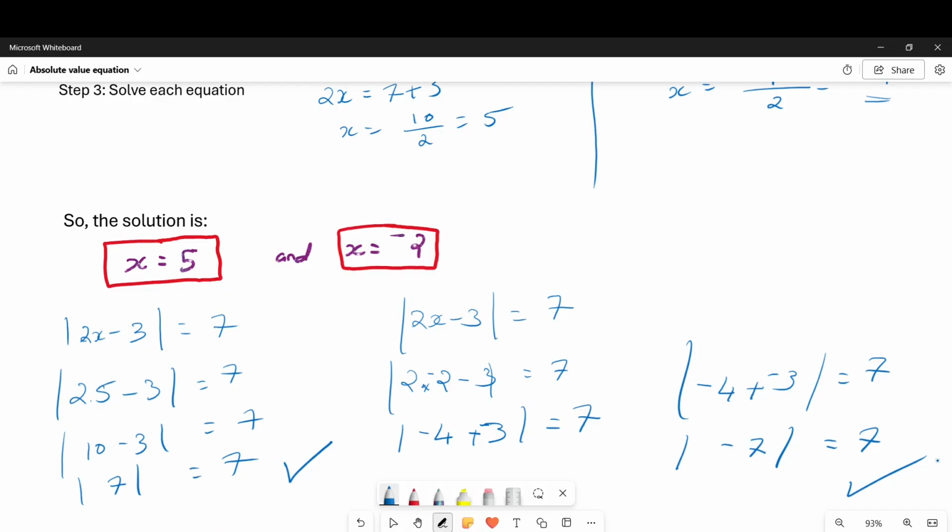So the actual equation is the absolute value of 2x minus 3, minus 7, is equal to 0. This absolute value equation has two values, x is equal to 5 and x is equal to minus 2. Both are correct answers. So this is how we solve an absolute value equation.